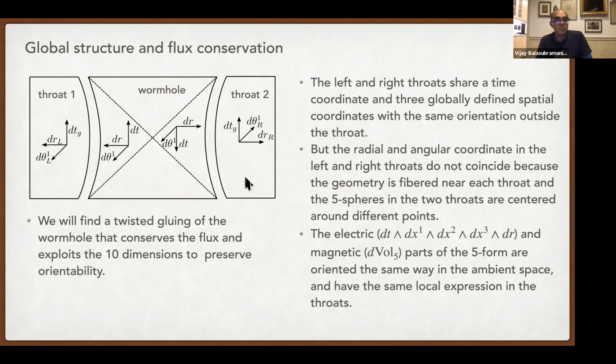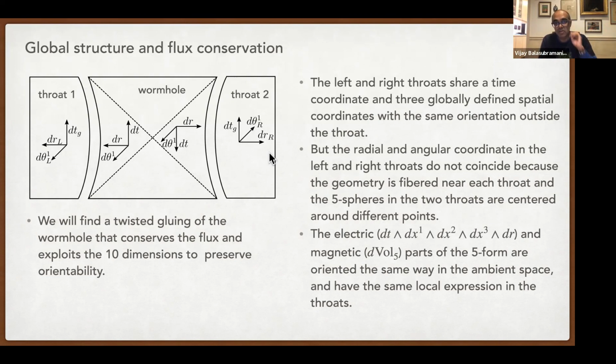Okay, so we are going to try to find some sort of twisted gluing of the wormhole that conserves the flux and preserves continuity, and overall is going to use the full 10 dimensions to preserve orientability of the whole thing. So the first thing to note is the left and right throats share a time coordinate. There's a global time that's flowing down from infinity. And there's also 3 globally defined spatial coordinates with the same orientation outside the throat. That's because that's coming in from infinity, and they're just going along for the ride along the parallel direction of the D3 branes. So we have those in our hands.